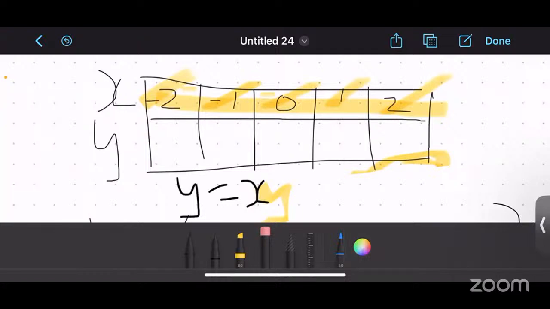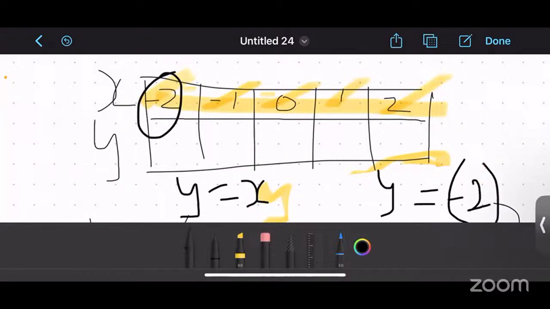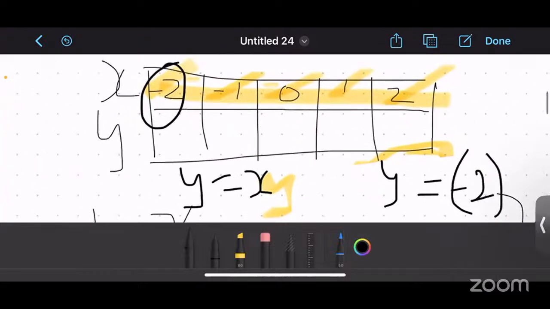See, you are having y is equal to x. So the x value is minus 2, so it's going to be minus 2, right? So that means for x being equal to minus 2, your y is going to be minus 2 as well, right? Then you're going to do the same thing for this one.